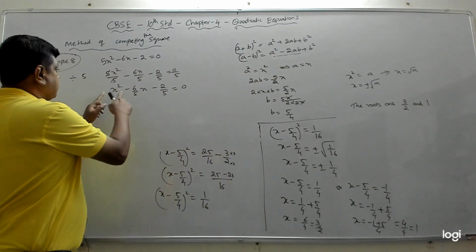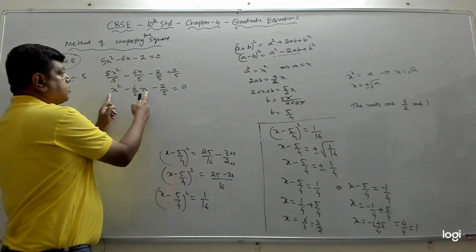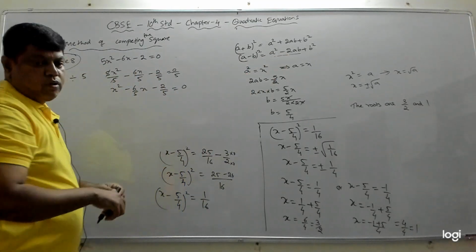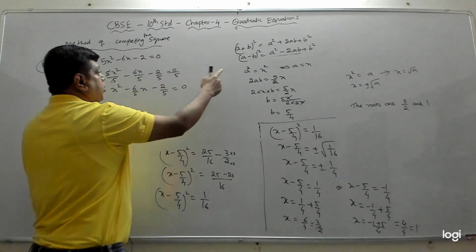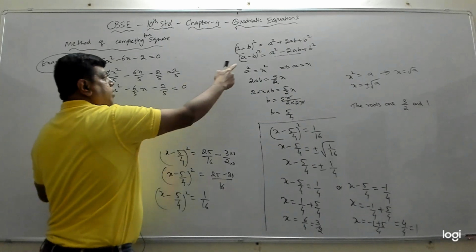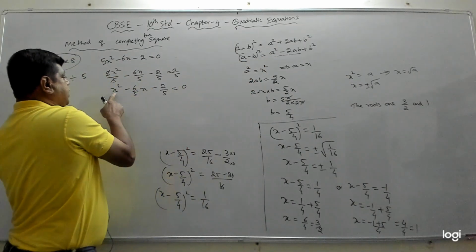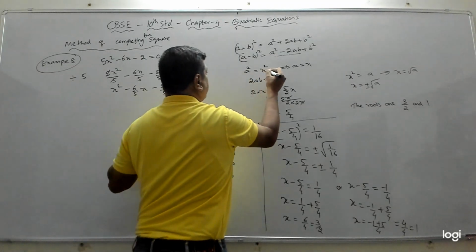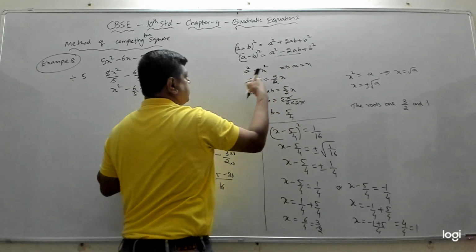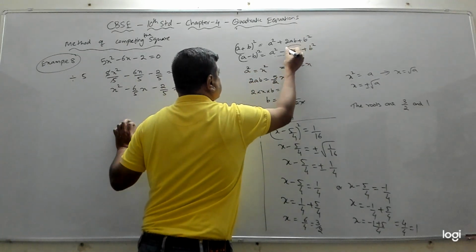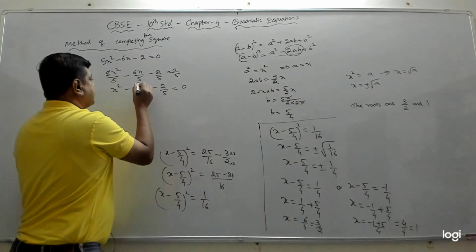Now compare this. So this is a square minus 2ab. This is a square and 2ab. So now comparing this, my a square becomes what? My a square is equal to x square. So I'll write a square equal to x square, which means a equal to x. Then 2ab. This is my 2ab.